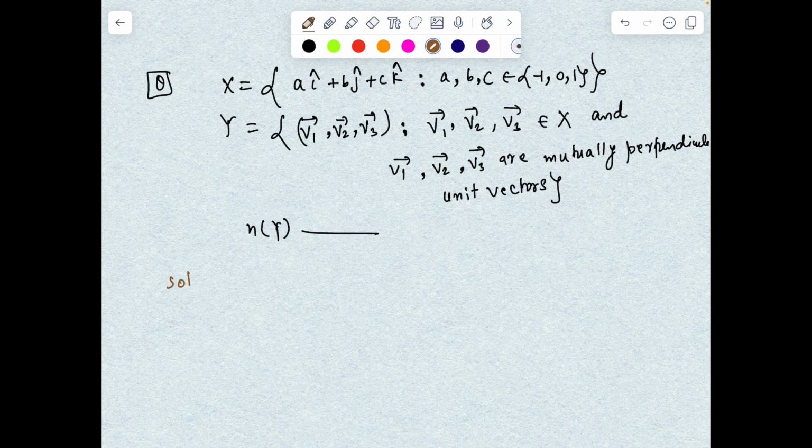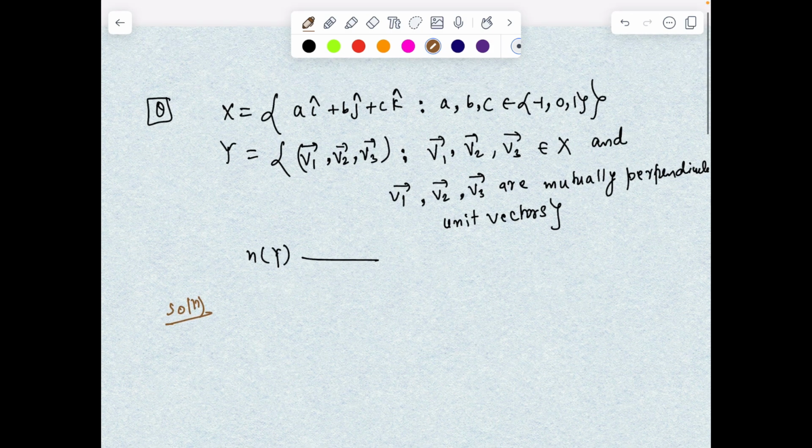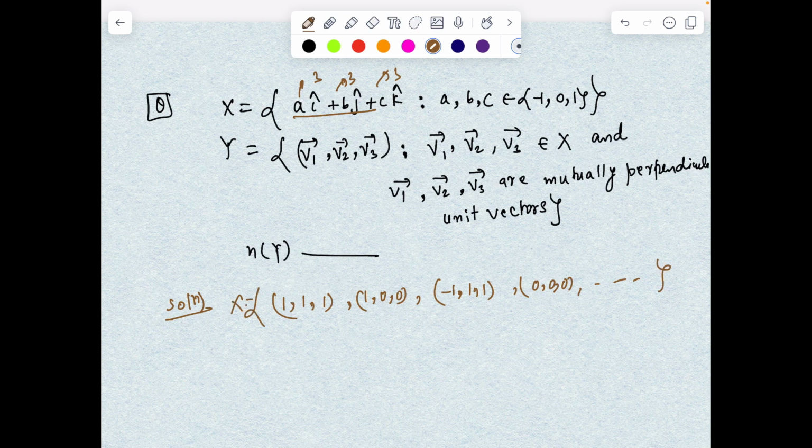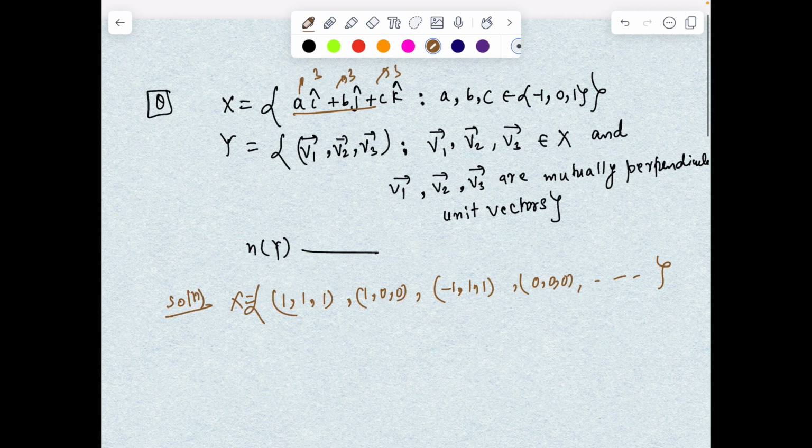Okay, so how can we solve this problem? Let's start by first understanding this. We know clearly set X contains, since a has 3 choices, b has 3 choices and c has 3 choices, so set X contains in total 27 possible vectors. So if I see the ordered triplet of a, b, c, it can be 1, 1, 1, 1, 0, 0, minus 1, 1, 1, 0, 0, 0, and so on and so forth. So this is the number of vectors that set X fundamentally contains.